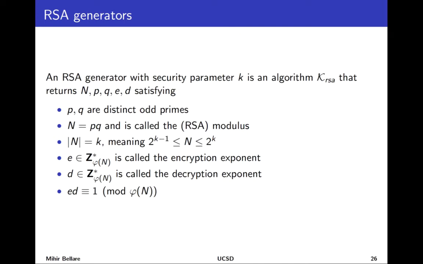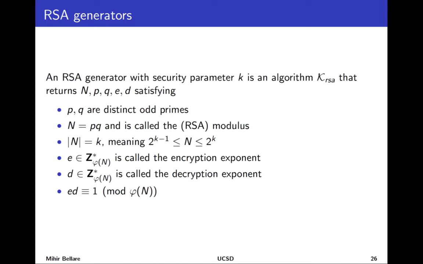As we've seen with other number theoretic systems, the math alone isn't enough. We also need algorithms to set the whole thing up. I have to create RSA keys on my system. So how do I do that? We encapsulate things in what we call an RSA generator. So this is an algorithm, and it has associated to it a security parameter, which is an integer k, indicating how much security you want.